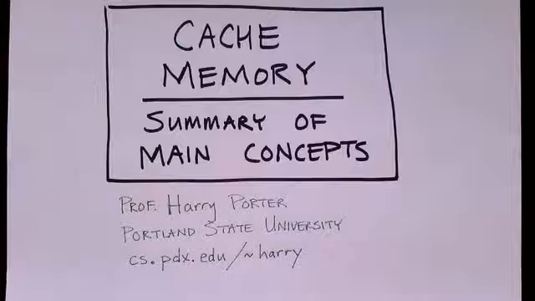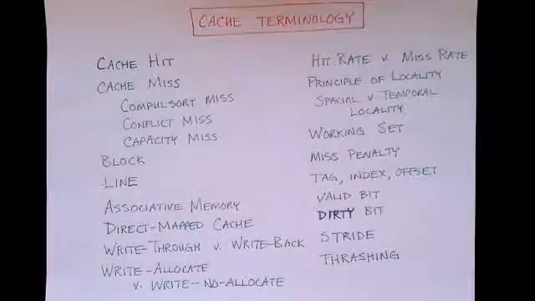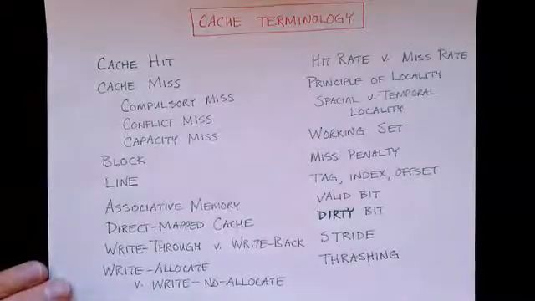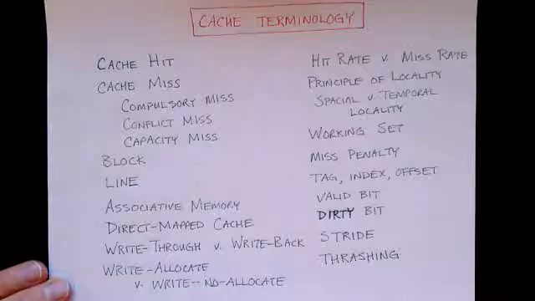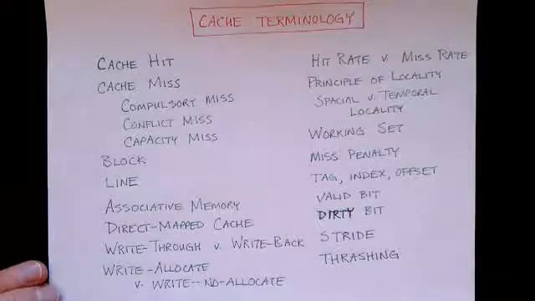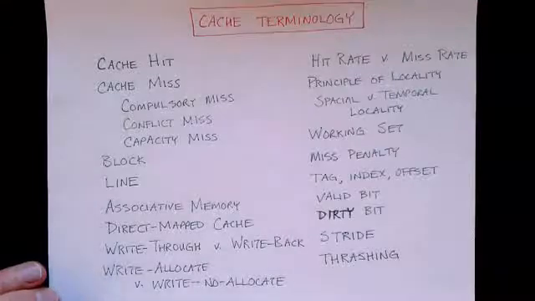I'd like to wrap up this video series with a review of some of the main concepts that we've seen so far. Generally speaking, cache memory is about maybe 10 times faster than main memory. Cache is made out of static RAM, and main memory is made out of dynamic RAM.